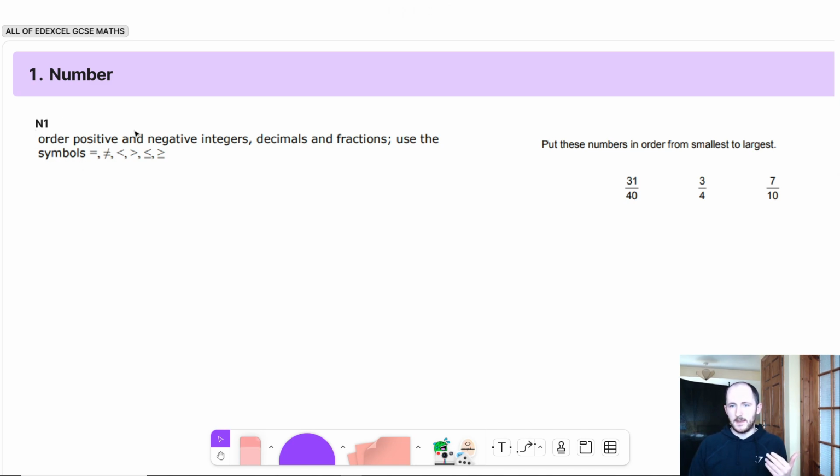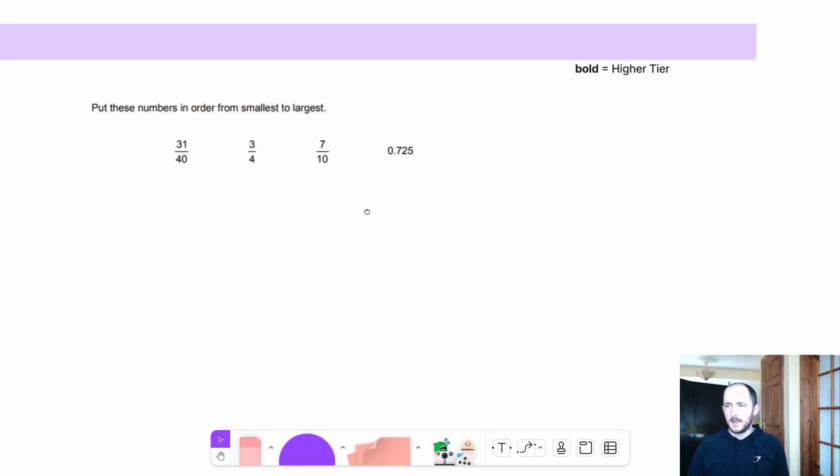So for the first spec point, you just need to be able to order positive and negative integers, decimals and fractions, and use the symbols equals to, not equals to, greater than, less than, less than or equal to, and greater than or equal to. So if we were to put these numbers in order from smallest to largest, you cannot compare them unless they're all the same type. So either they're all numbers, or they're all fractions, or they're all decimals, okay?